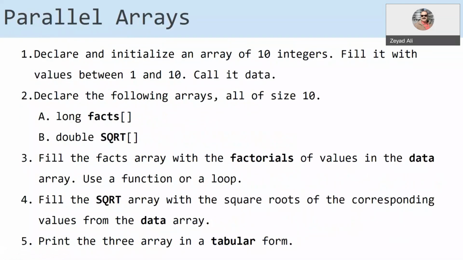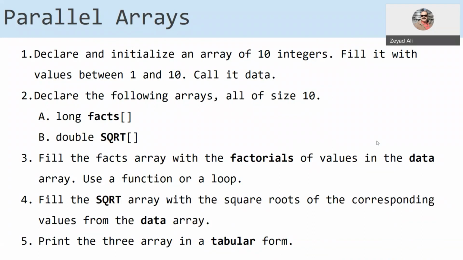Next one, parallel arrays. Parallel arrays usually are used when you have arrays that are related to each other. For example, you have an array of 10 scores, you can have a similar array with 10 grades. Here our example is simpler. Declare and initialize an array of 10 integers. Good. Fill it with values between 1 and 10. Easy. Call it data. Fine.